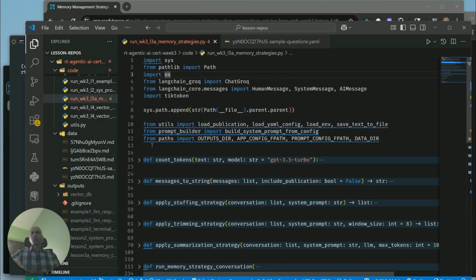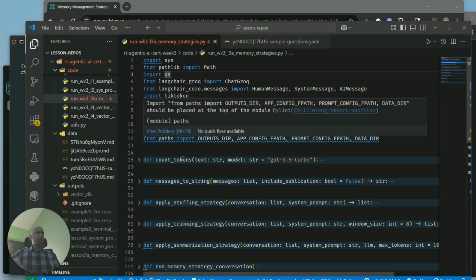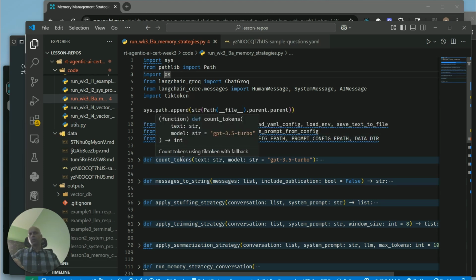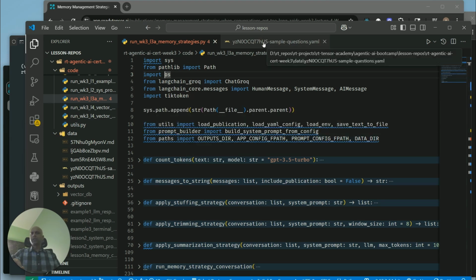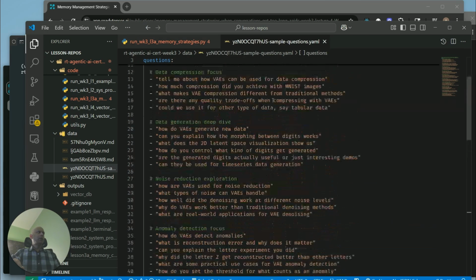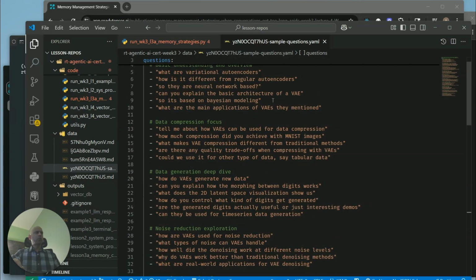I won't walk through the code. I won't even actually run it. I've already run this. If you run it, it might take a minute or so, but we are just trying to simulate what's happening with token usage. For this simulation, what we've done is prepared a list of questions that the user would ask, and this is specific to that VAE, variational autoencoder publication. You could use some other publication; you'll just have to write your own questions for it.